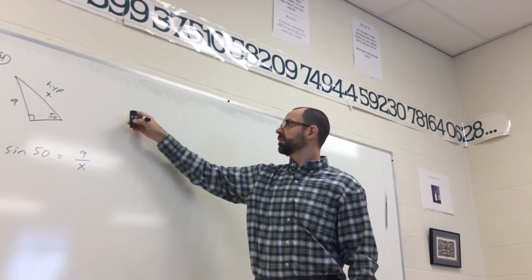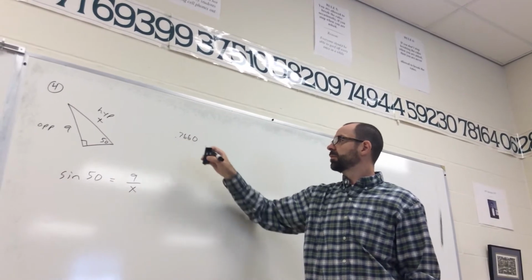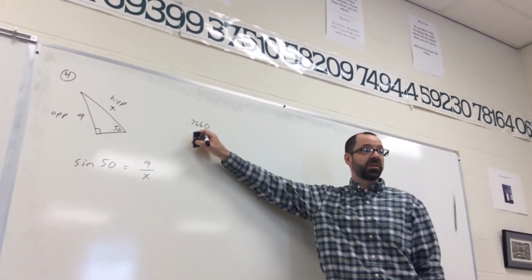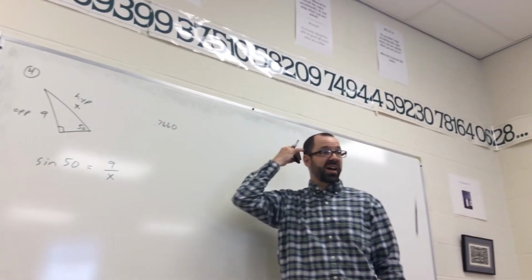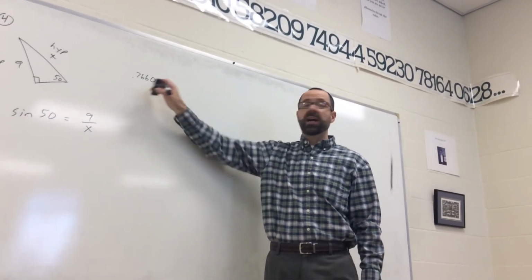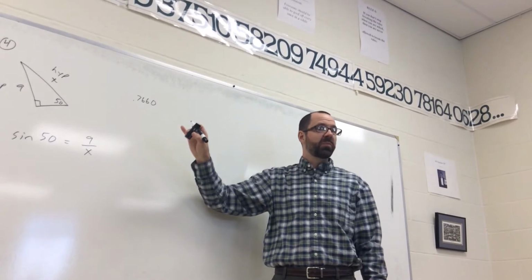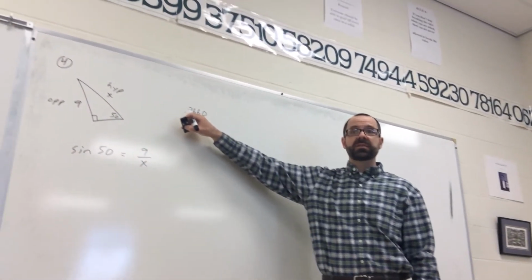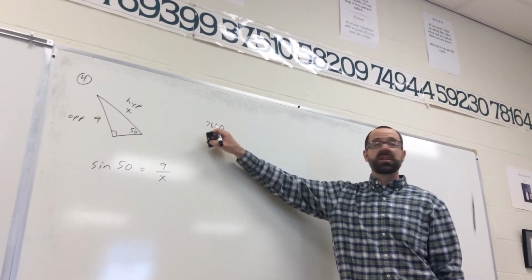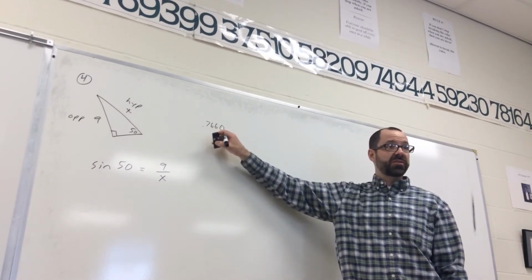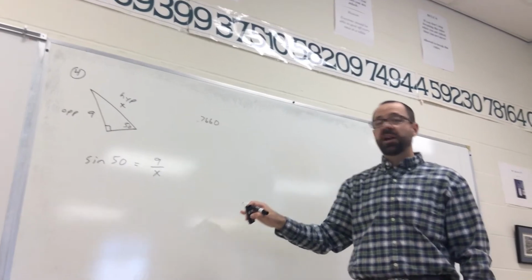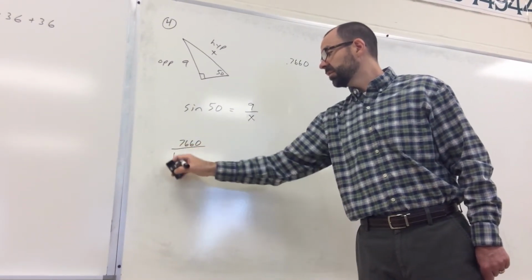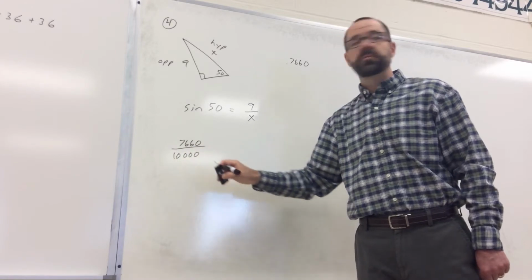Okay, cool. So the first four numbers are 0.7660. So he just pressed sine of 50 in his calculator, and that's what he got. We'd prefer it to be a fraction, though. So this is tenths, this is hundredths, this is thousandths. So that number is 10 thousandths. So to make it a fraction, we're going to write 7,660 over 10,000.